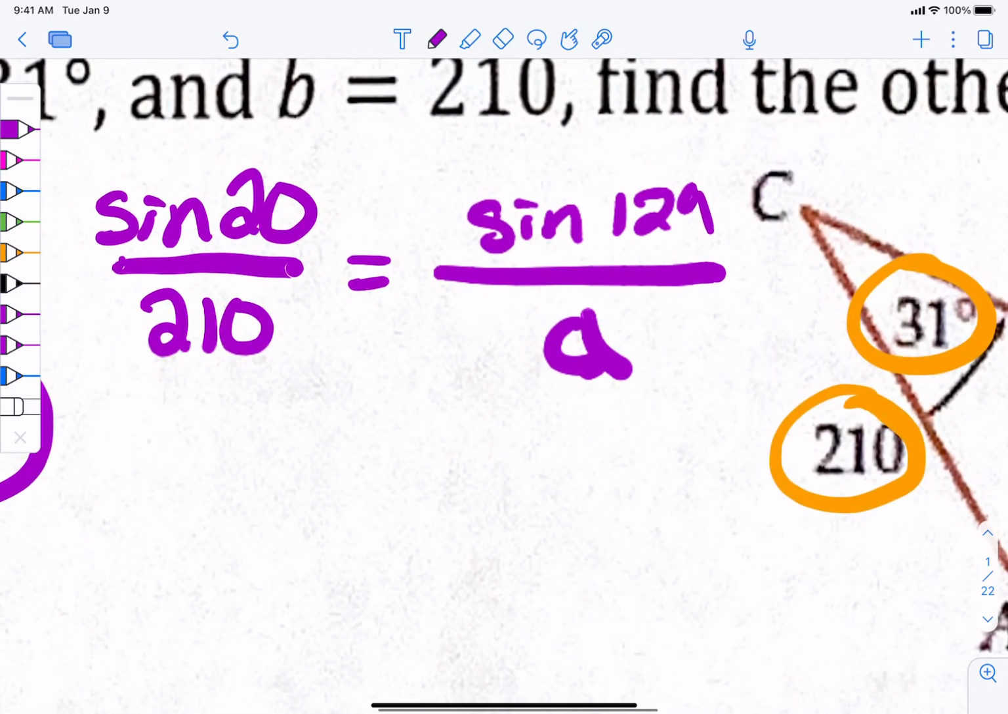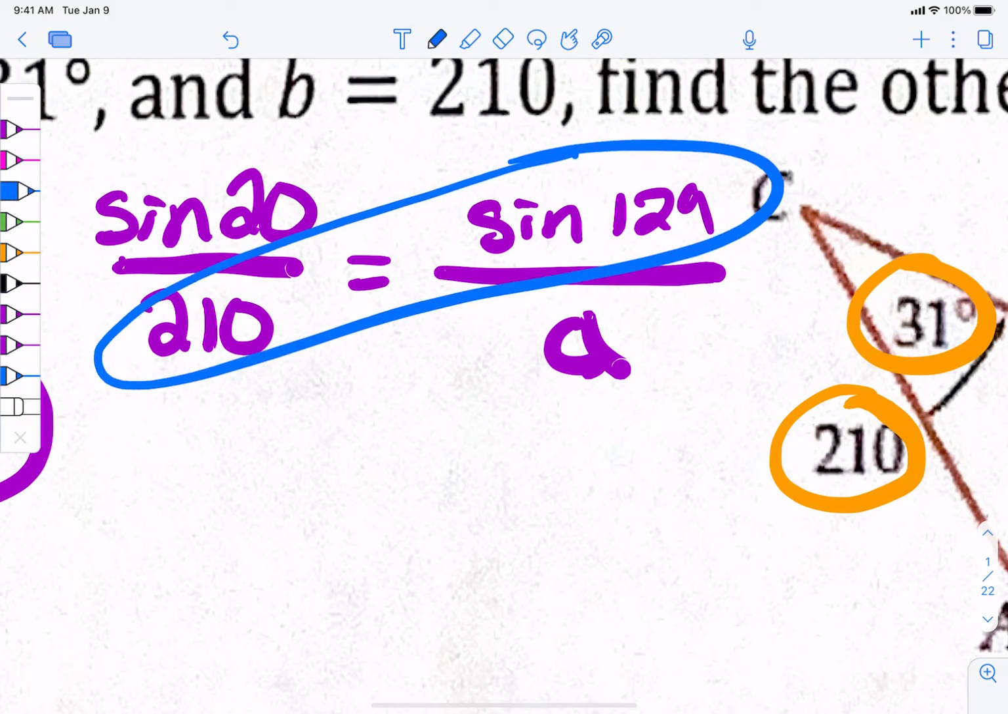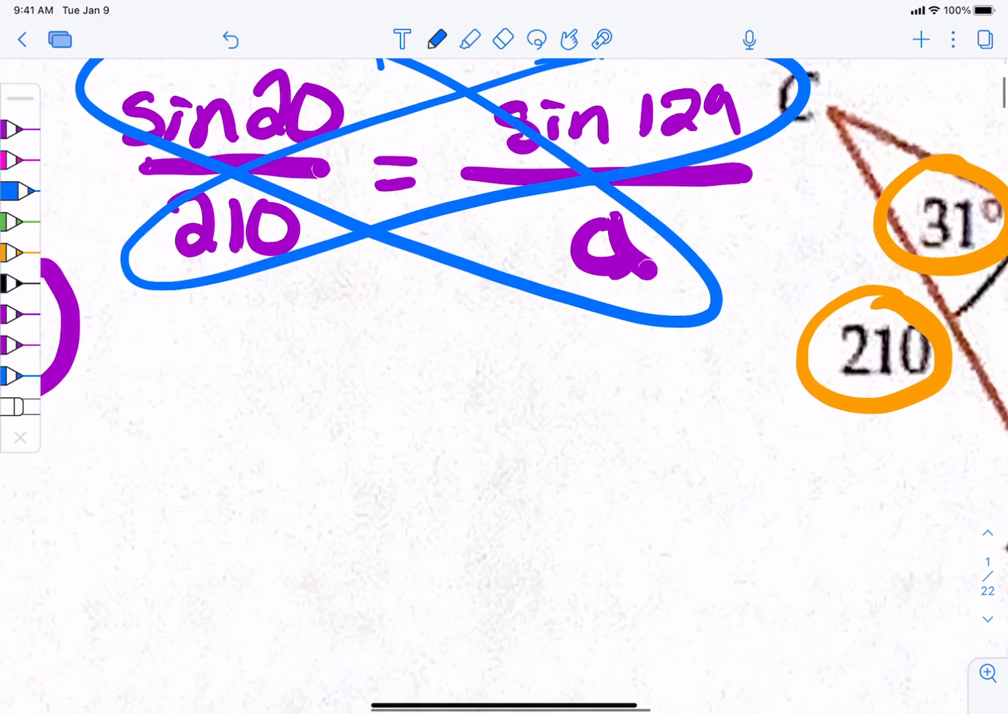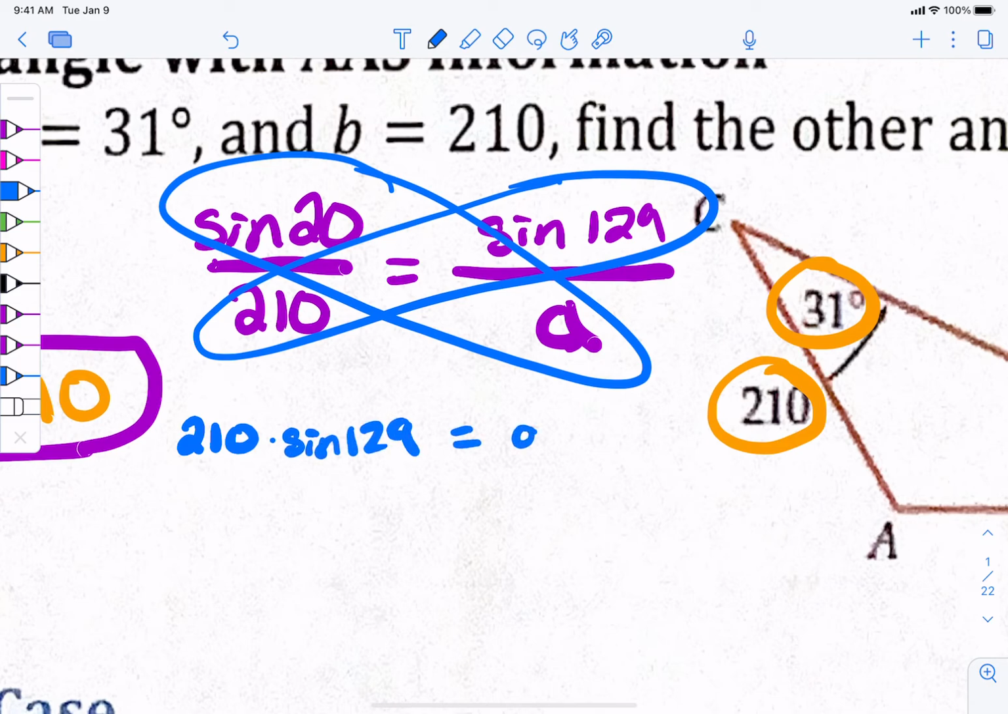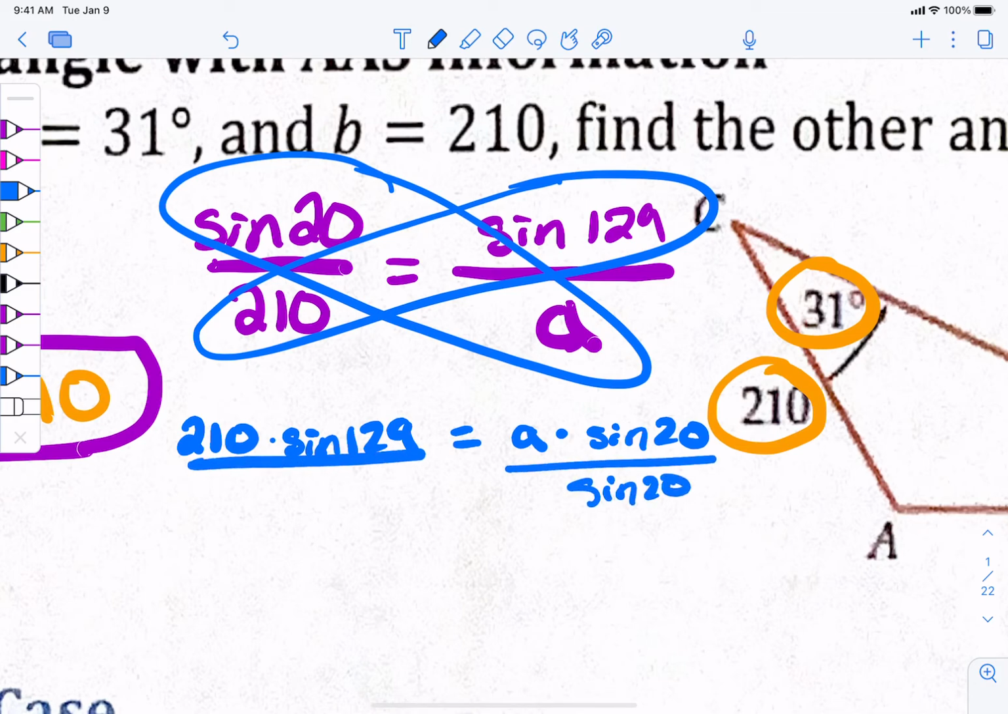And then what do we do? Now that I have this set up right here like this, we can cross multiply and divide, right? So I have this guy right here, okay? So check out the way that I write this out. 210 times sine of 129 is equal to A times sine of 20, right? And then I want to get A by itself. So divide by sine of 20. So really, you don't have to write it all out. If you can think about it in your head, you don't have to write it all out. A is equal to whatever 210 sine of 129 divided by sine of 20 is.